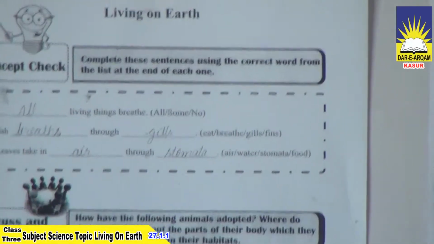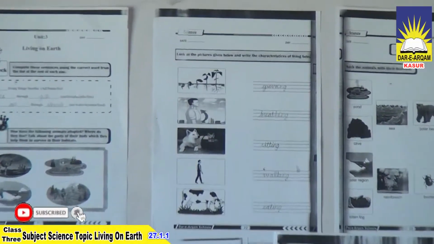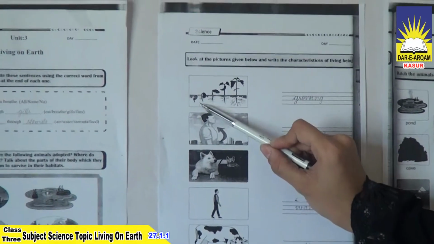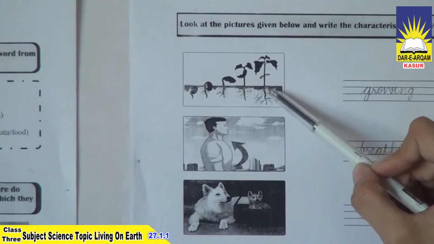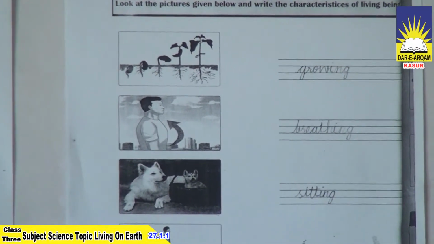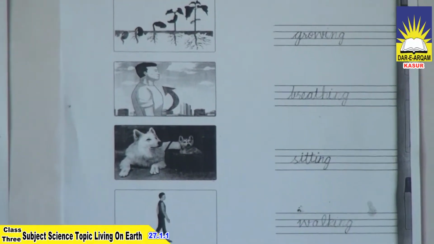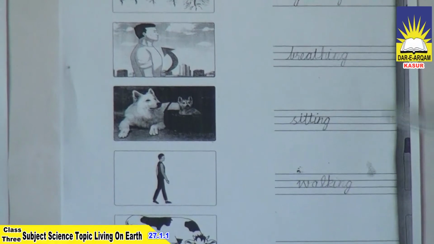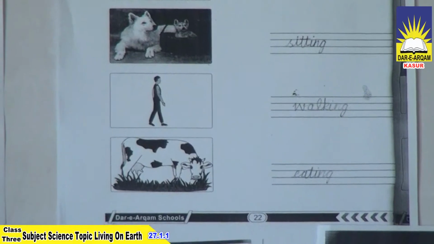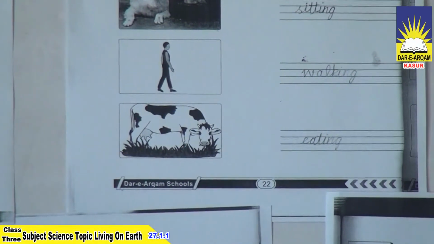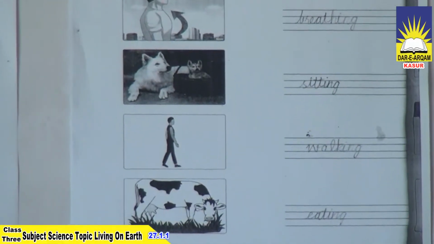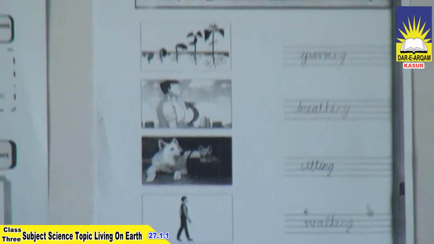Okay, the next page is: look at the pictures given below and write the characteristics of living beings. We can see here a small plant growing step by step, so this is growing. The second one is a man inhaling oxygen, so this is breathing. Third: an animal sits on the floor, this is sitting. Fourth: a man can walk, and this is known as walking. The last one is a cow eating grass. This is known as eating.